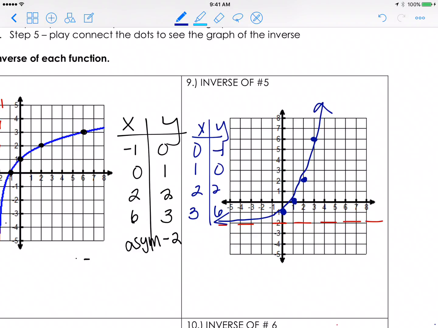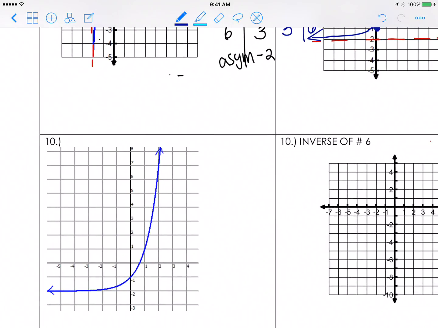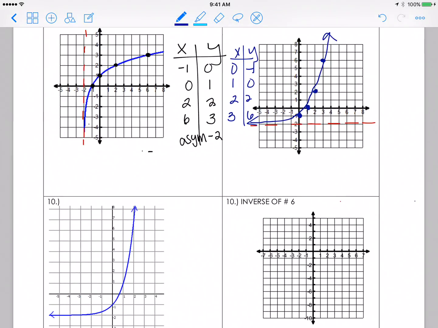So there you have it for graphing. I wonder if I have time to do one more. I'm going to save this one. I think that you guys get the idea.